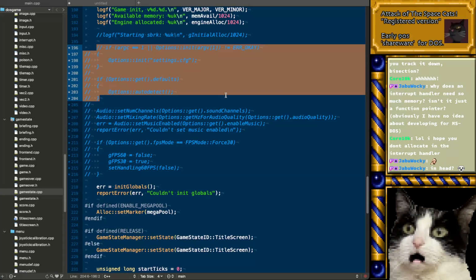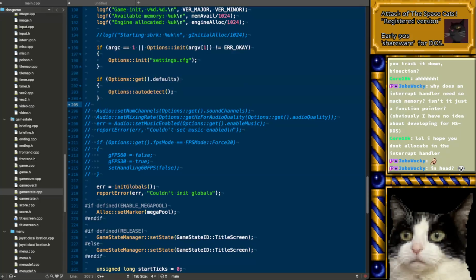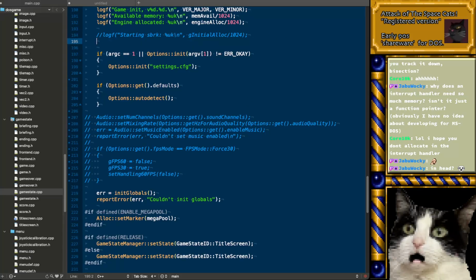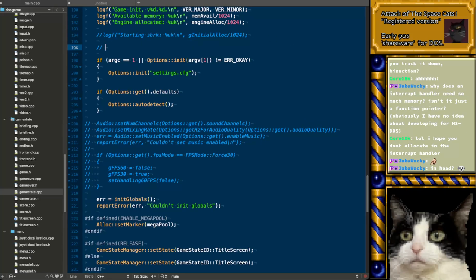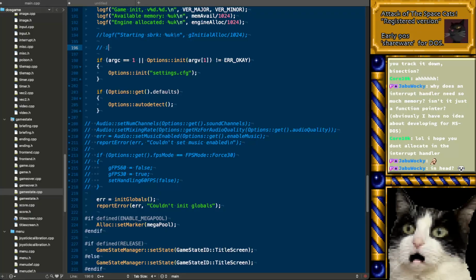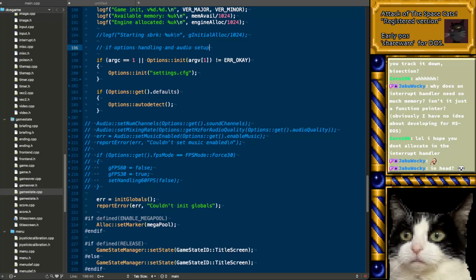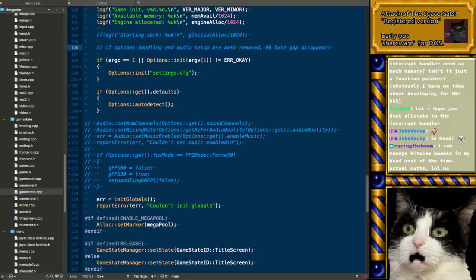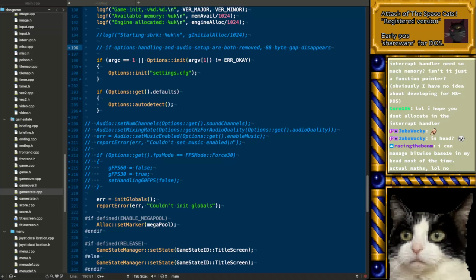So which bit is it? Now, I got confused about this earlier, so I'm going to write comments. If option handling and audio setup on both disappears. Back to the compiler.